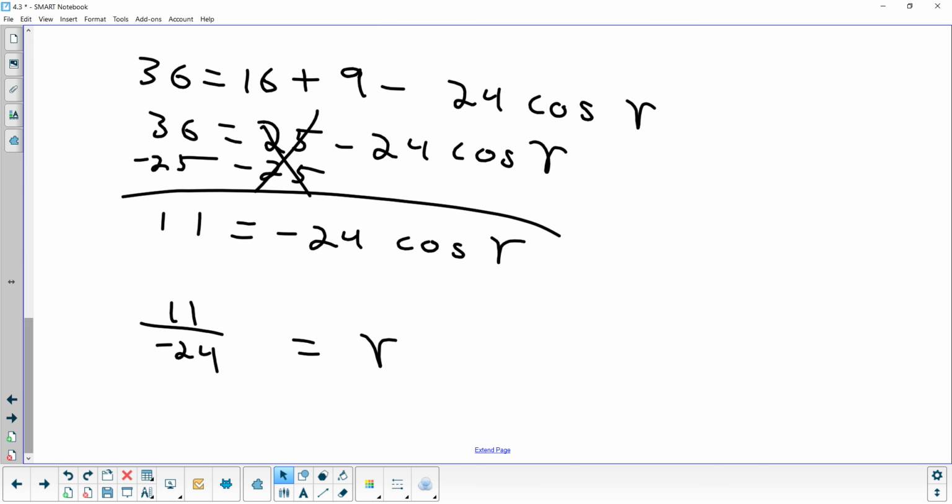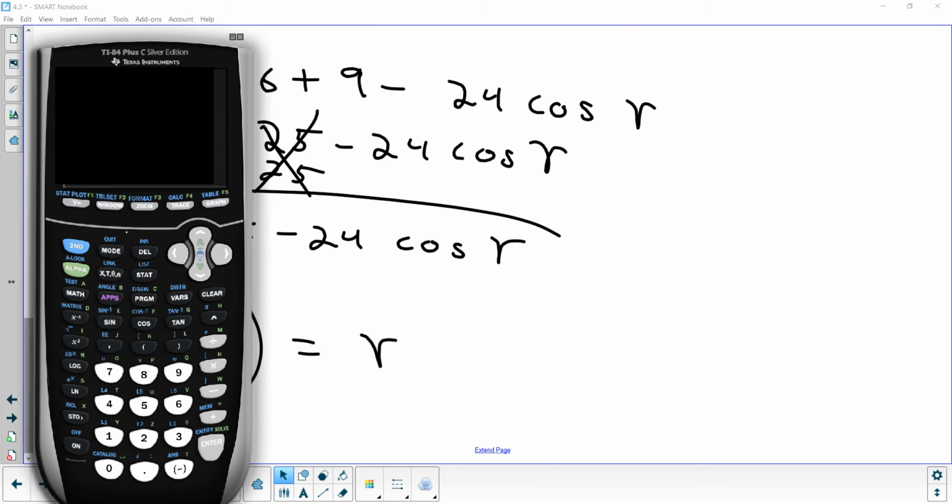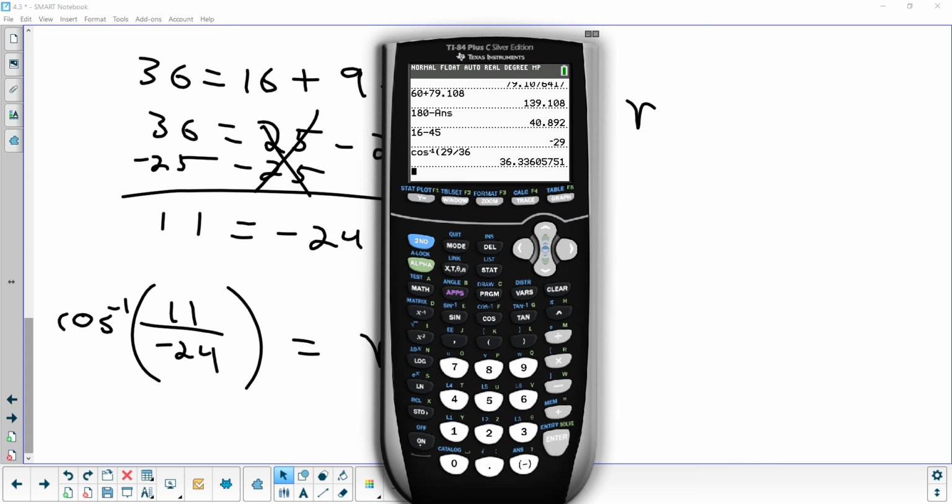Take the inverse cosine. So we have to get rid of that cosine on the right, and we're going to do that by using inverse cosine. And there's our answer. So second, inverse cosine, negative 11 divided by 24. And if you wonder why I put the negative in the top versus the bottom, it doesn't matter. Just make sure you put the negative somewhere.